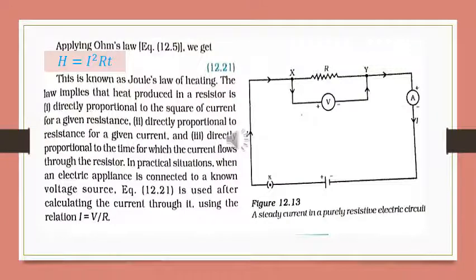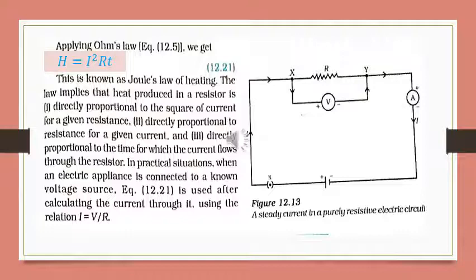Applying Ohm's law, we get H equals I squared Rt. This is known as Joule's law of heating. The law implies that heat produced in a resistor is directly proportional to the square of current for a given resistance, directly proportional to the resistance for a given current, and directly proportional to the time for which the current flows through the resistor.